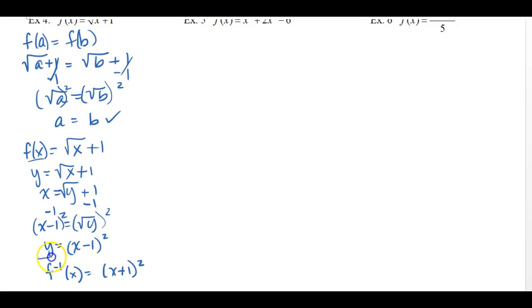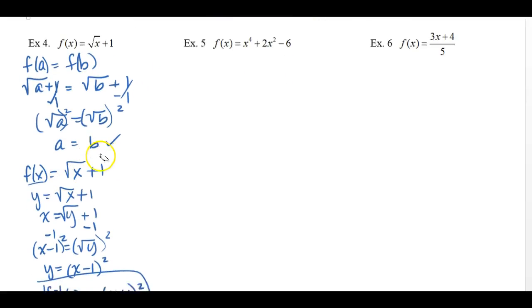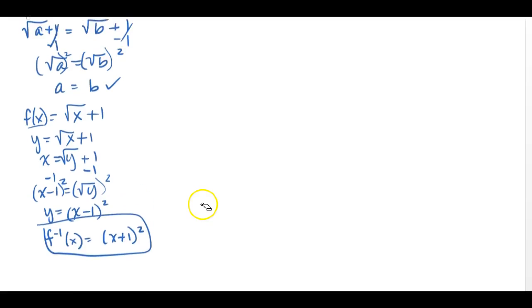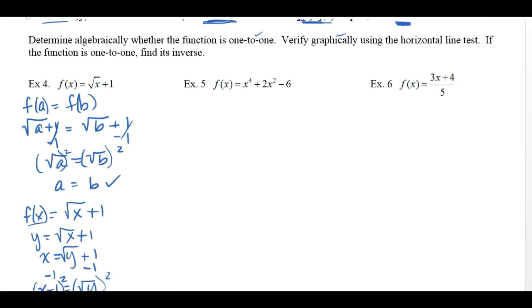Okay. So now we've done all our steps on example 4. We've shown algebraically it's one-to-one, we verified it graphically, and then we found the inverse. Okay. Now example 5. Come back up here. Let's do the same process.